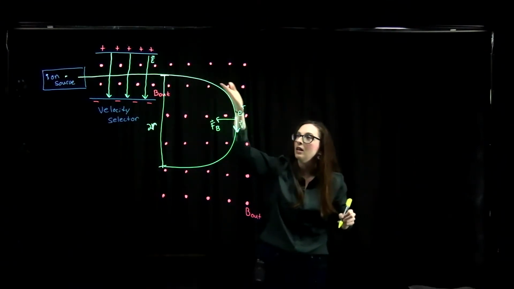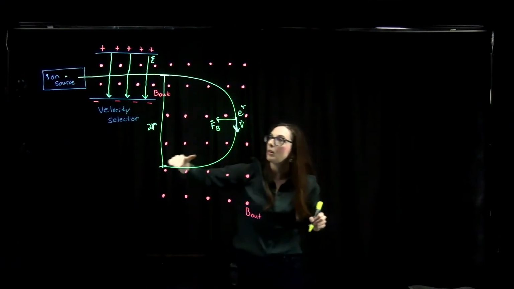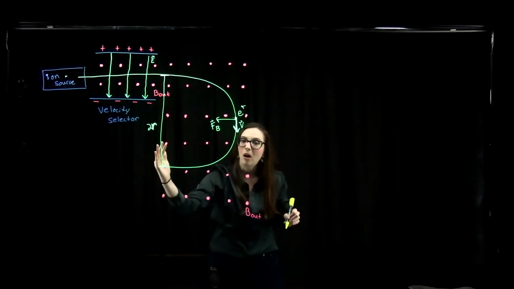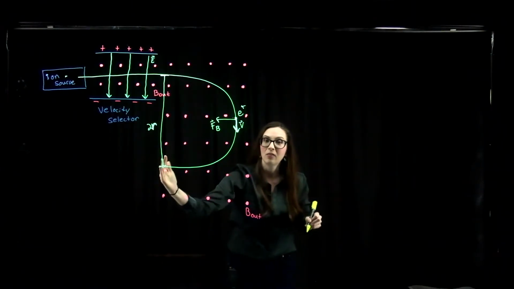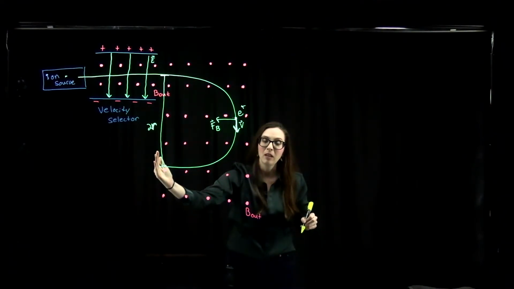So it's going to enter here. The force will always be directed inward towards the center of this circle. And eventually, it's going to hit a wall, or it's going to hit a measurement device right here that's going to detect the radius, essentially, of this curved path, and from that infer the mass per charge ratio.